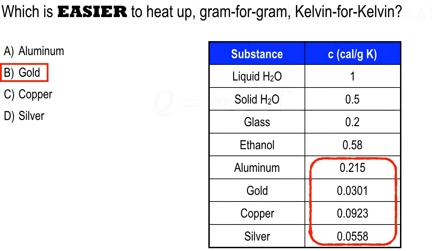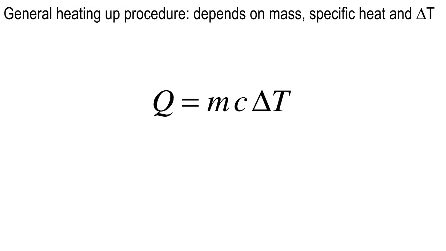All right, now in general, the heating up procedure uses this equation. Right? And this is the equation that allows you to figure out Q, the heat energy that it requires to heat up a certain amount of stuff. Okay, so you have to have M, the mass. And I usually do these problems in grams, not kilograms. So you have to know how much you have. Basically, it's all calibrated to grams.